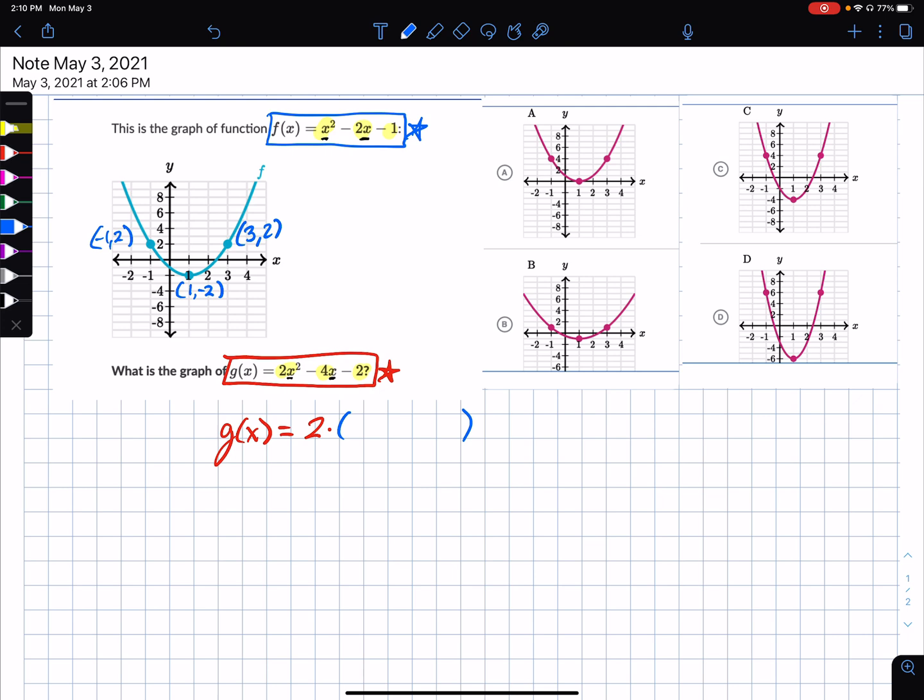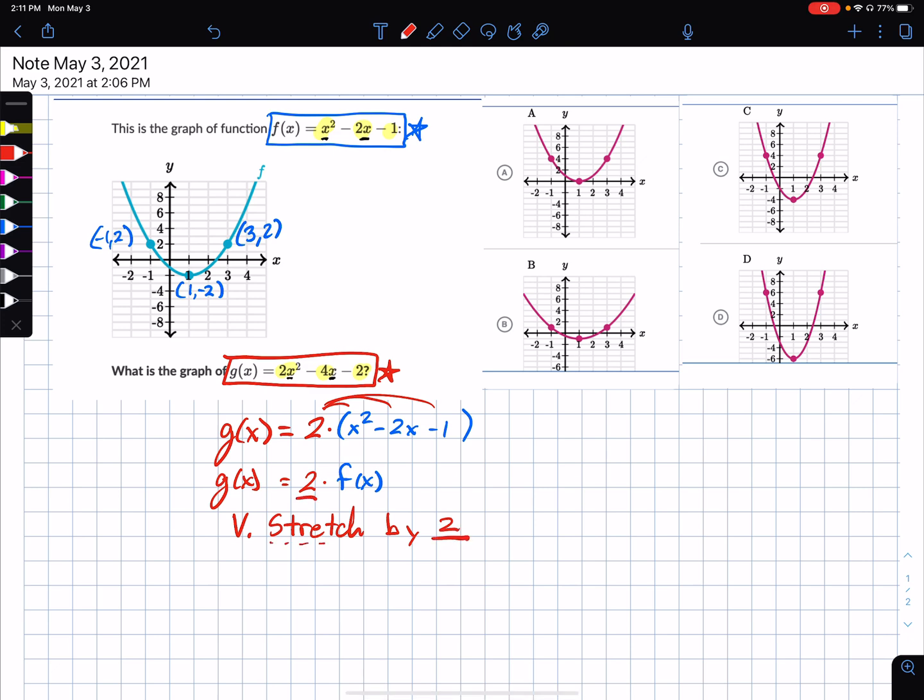Okay, so if I put x squared minus 2x minus 1, that original f of x function, and factor a 2 out of that, I could see that what I'm dealing with here is an outside layer multiplication by 2 on the original function. So in that regard, we could label this and think of it as a vertical stretch by 2.